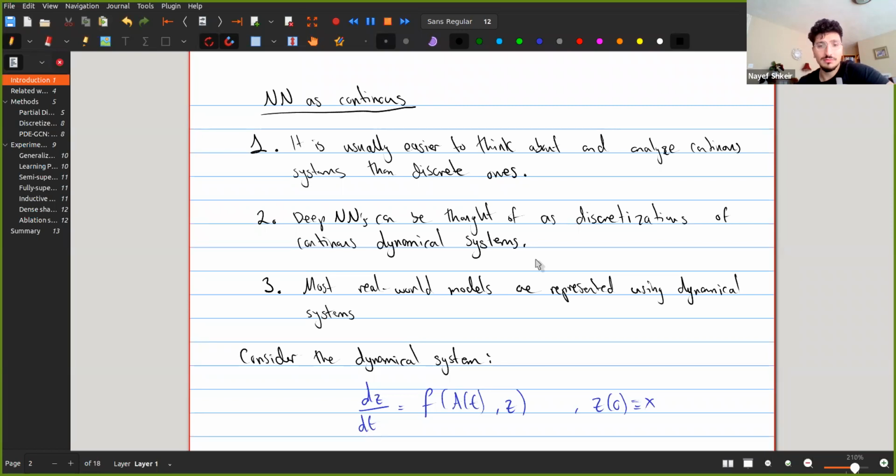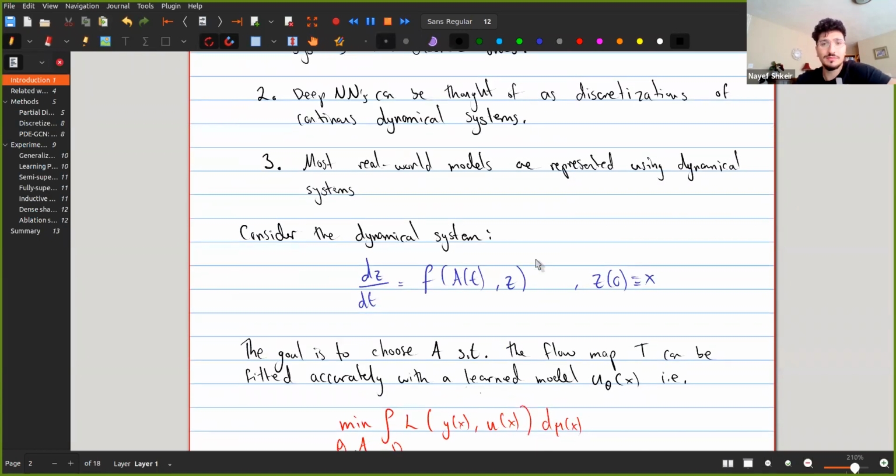As an example, consider this dynamical system. Let me connect my tablet.